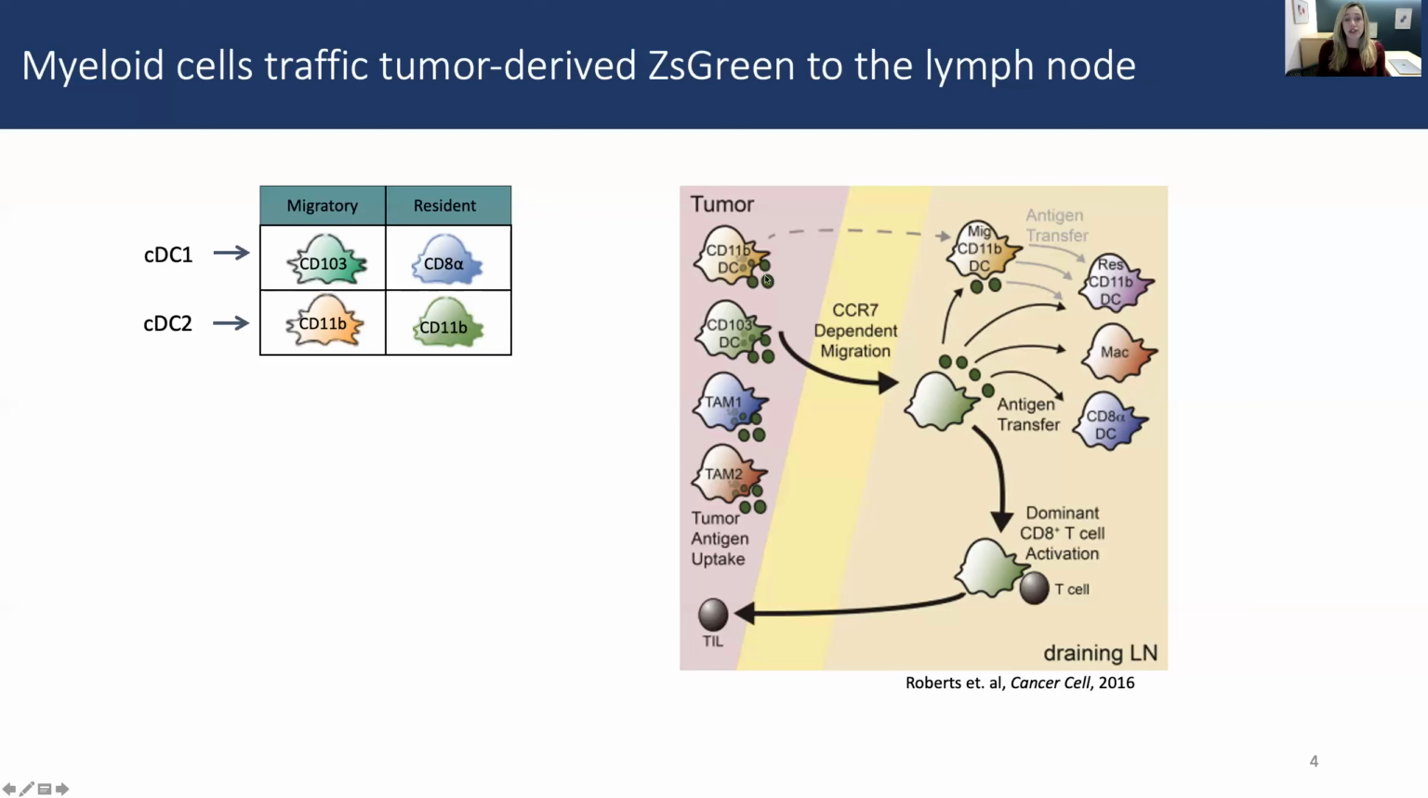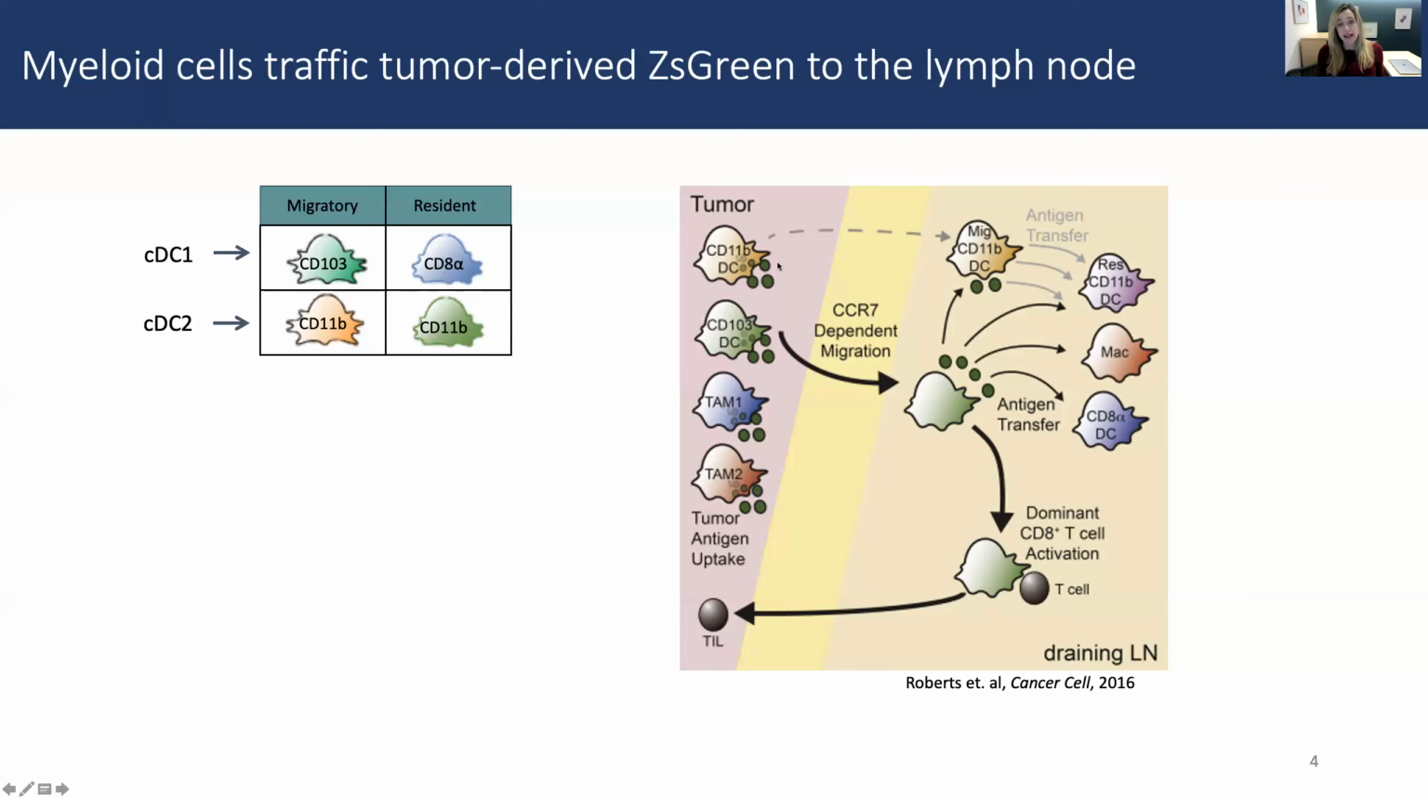Previous work by the Krummel group had shown that a myriad of myeloid populations can acquire antigen in the periphery, and that arrival of antigen in the lymph node is dependent on CCR7-mediated migration of these myeloid populations into the lymph node. So cell-mediated migration is required for the trafficking, and then CD103s really drive your dominant CD8 positive T cell response. But some interesting findings that came from this work really centered around the distribution of antigen in tumor-draining lymph nodes.